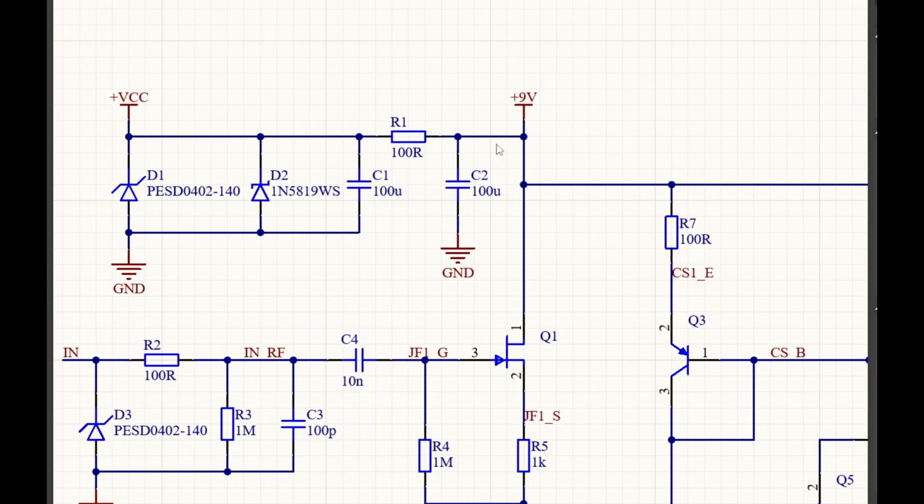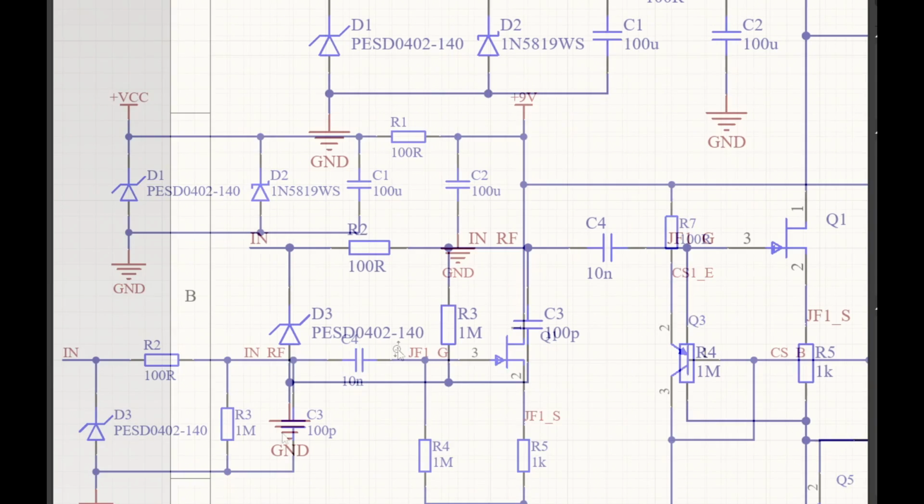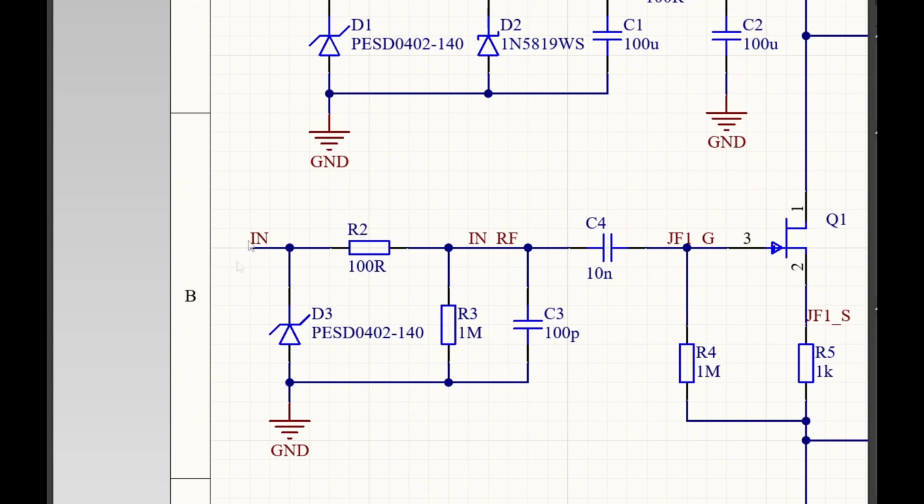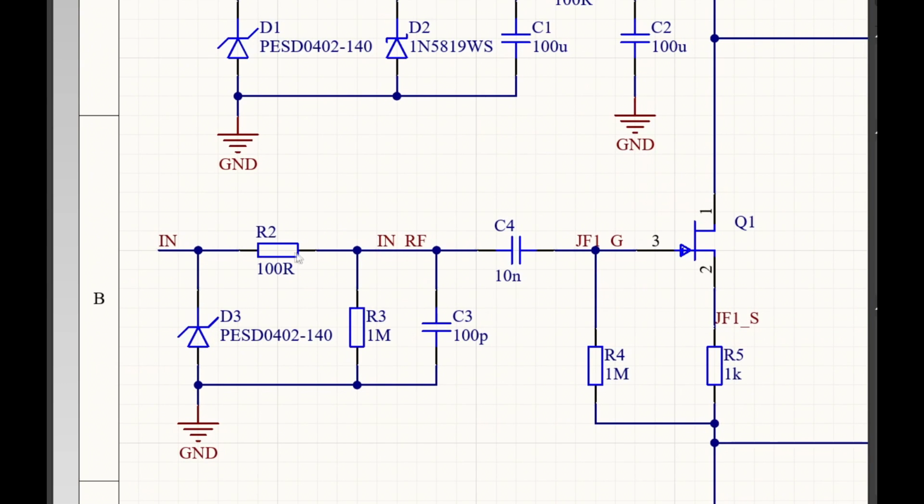Keep in mind, we are only running off a single 9 volt battery or 9 volt power supply, so we have to do some biasing to make sure we get our maximum output swing between ground and 9 volts. Let's start on the left at our guitar input. We have our input signal, ESD protection, and this RF filter consisting of R2, C3, and a tad of R3.